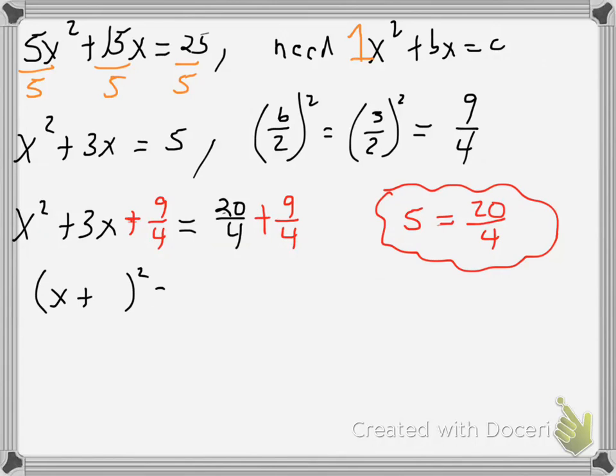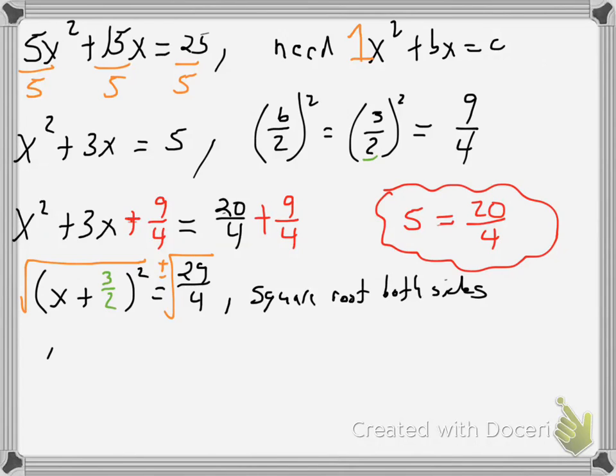We have a completed square. And on the right-hand side is 29 over 4. The b over 2 is 3 halves, and we have x plus 3 halves squared equals 29 over 4. And we're going to go ahead and take the square root of both sides and get the plus and minus. X plus 3 halves is equal to plus or minus square root of 29 over 2. Square root of 4 is 2, so that's why we got the 2 there.